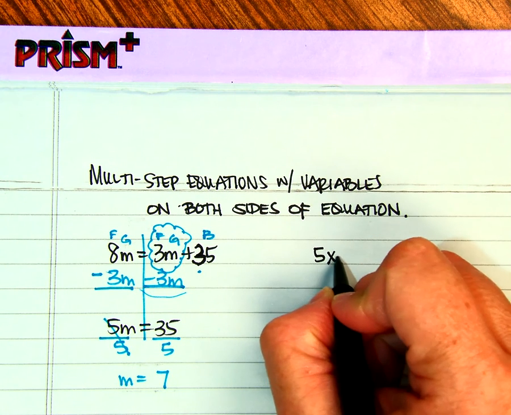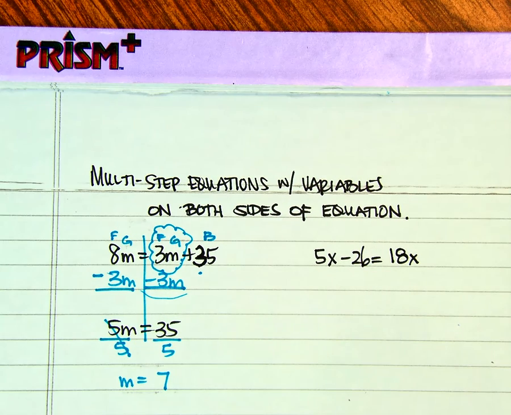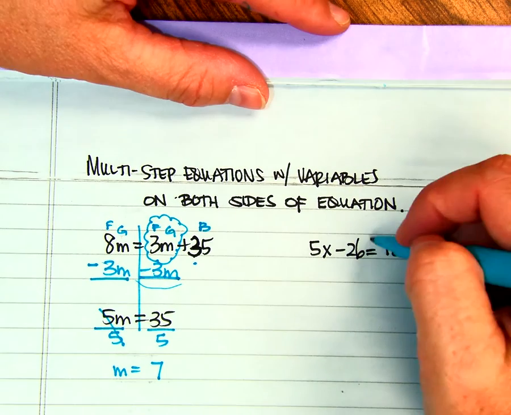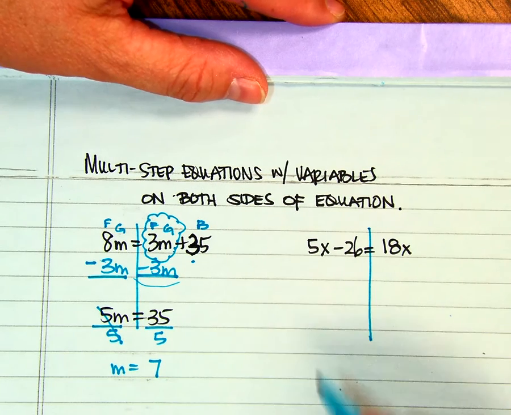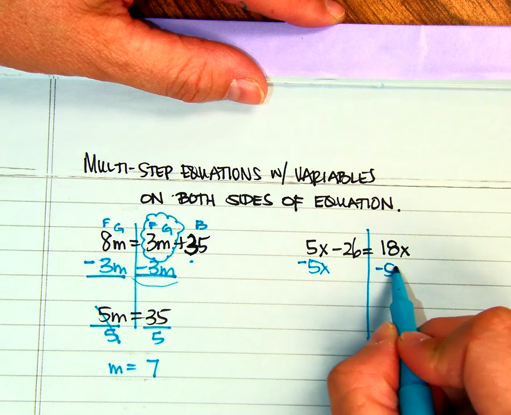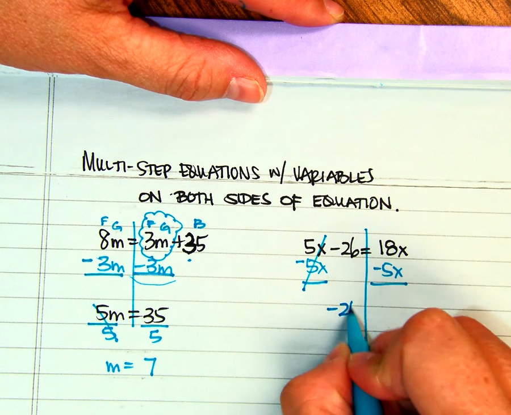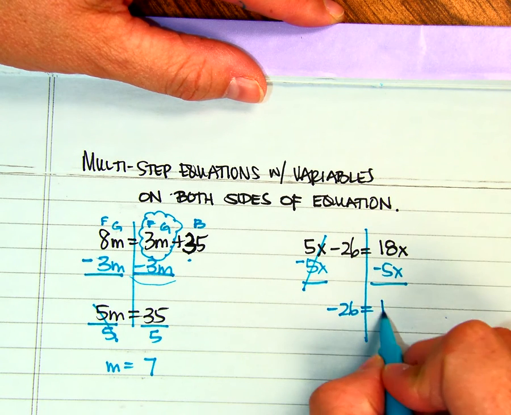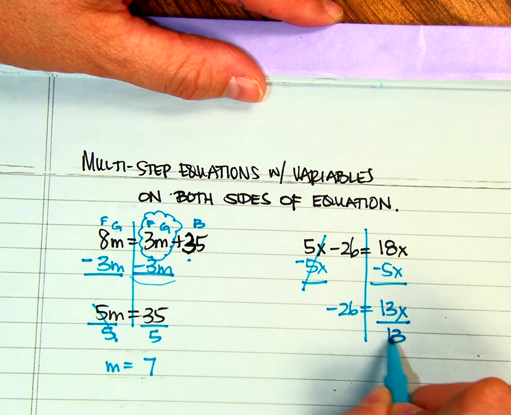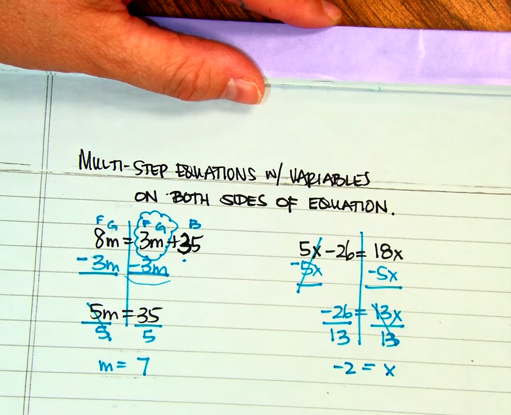So if we have 5x minus 26 equals 18x, again thinking about it in terms of friends, good guys, and bad guys, there's my fence. I am going to move this friend and good guy away from my 26 bad guys. Cancels. Negative 26 equals 13x. Back to a one-step. Divide both sides by 13, or do the inverse operation, and you get negative 2.